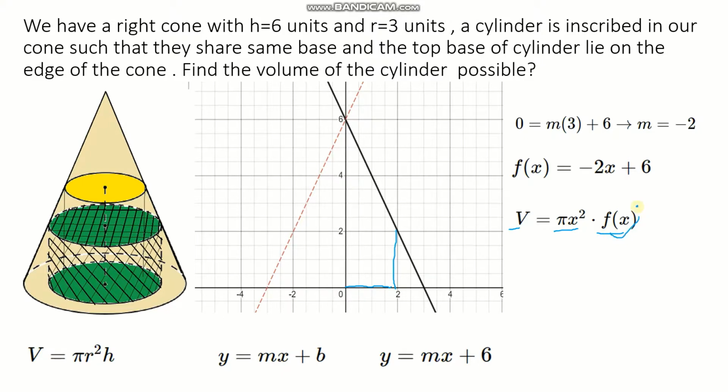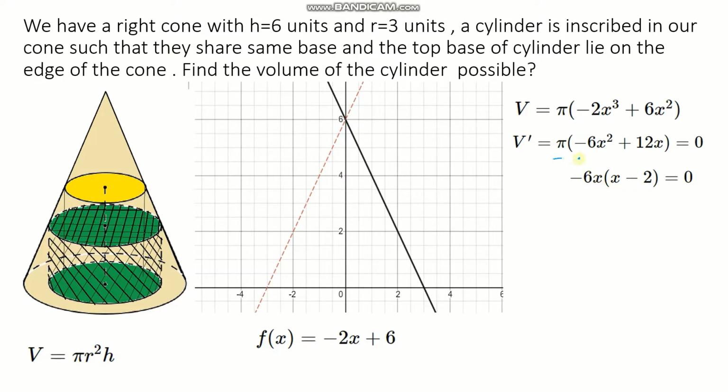Our f of x is negative 2x plus 6, and applying the distributive property, we have pi times negative 2x cubed plus 6x squared. Since pi is constant, it remains there, and the derivative of negative 2x cubed is 2 times 3, negative 6, and x to the 3 minus 1 is 2, and the derivative of 6x squared is 6 times 2, 12x. We set it equal to 0 to find the maximum. Pi is constant, so we can cancel it and factor out negative 6x. So we have negative 6x times x minus 2 equals 0. So the solutions are x equals 0 and x equals 2. For the maximum, we take x equals 2 and substitute into our volume formula.